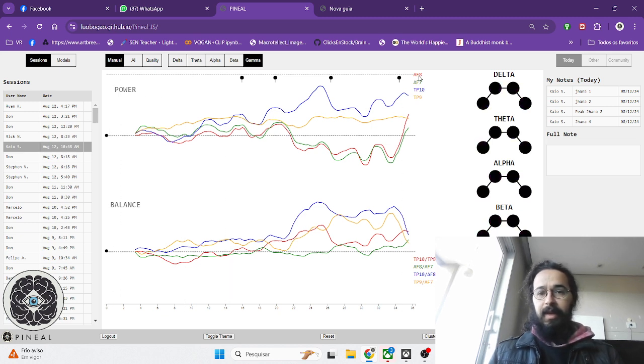And we have each isolated channel: AF8 in red, AF7 in green, TP10 in blue, TP9 in yellow, a type of yellow.